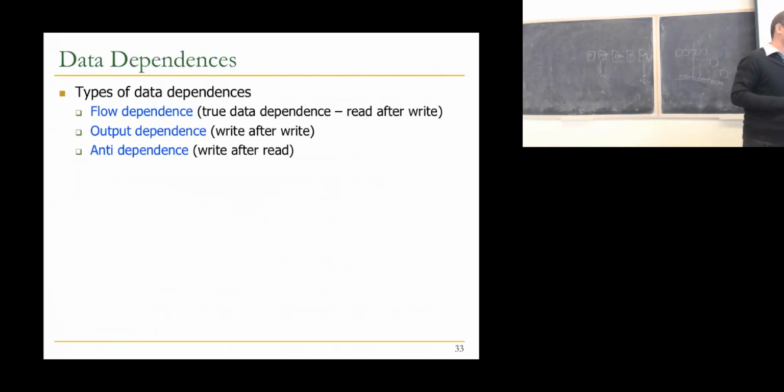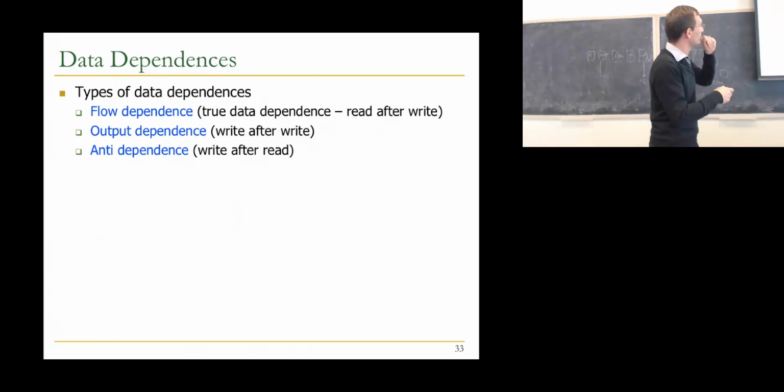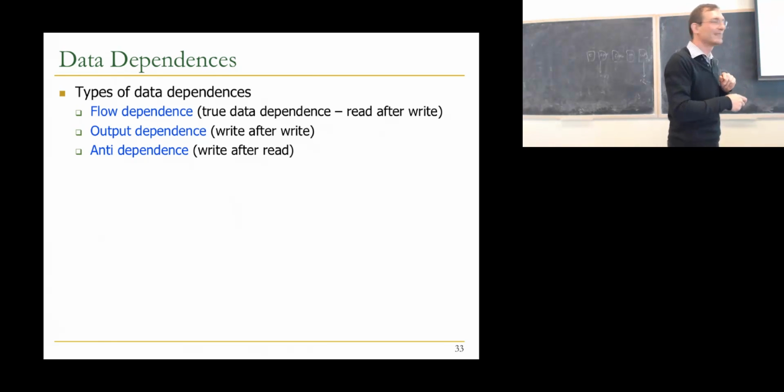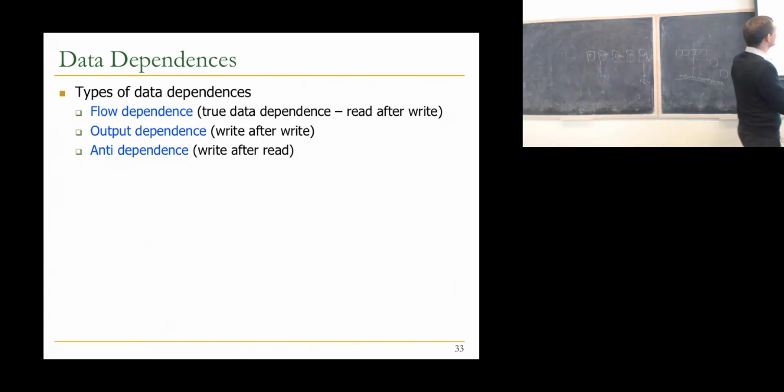Okay, so data dependencies. Let's move on to more program-related dependencies. There are three types of data dependencies, and there's only one true one, which is the flow dependence. This is true data dependence. You have a read of a register or a location after a write happens to that register. There is output dependence, I'll show you examples of this. This is write after write to the same register, and anti-dependence, which is write after read to the same register.